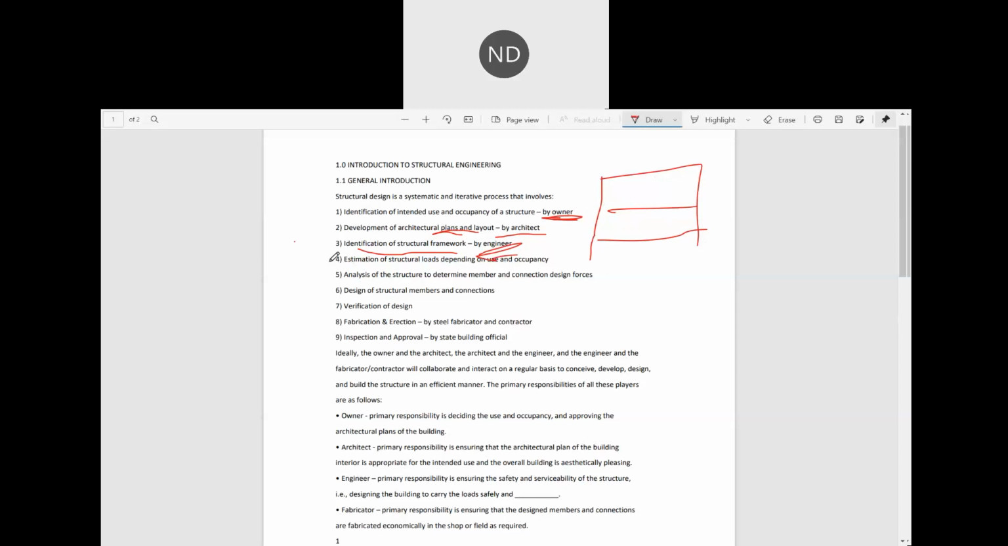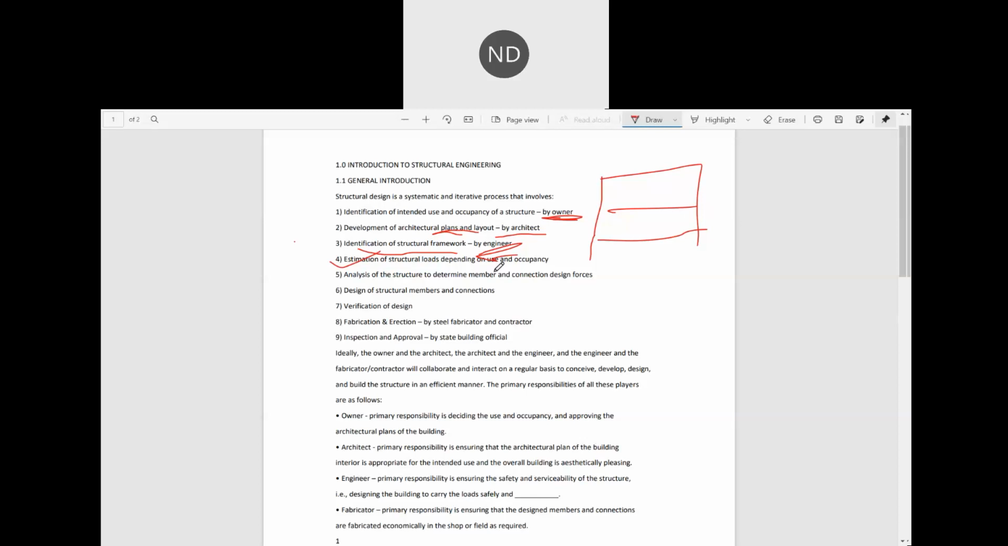Then we have the estimation of the structural loads depending on the use and the occupancy. The estimation is also to be done by the engineer, and that can be done after the owner knows the occupancy. When the owner knows about the occupancy, obviously we know how many floors there are and what the dimensions of the building are. With respect to that, the estimations can be done for your structure.